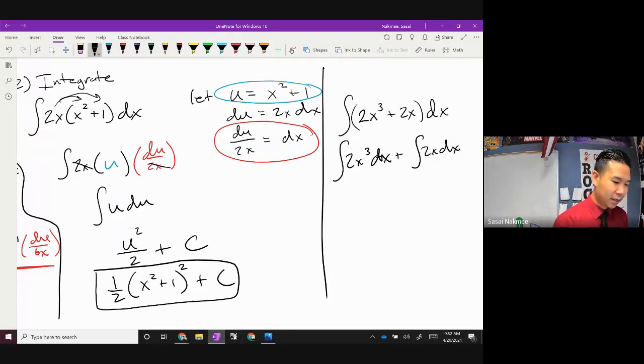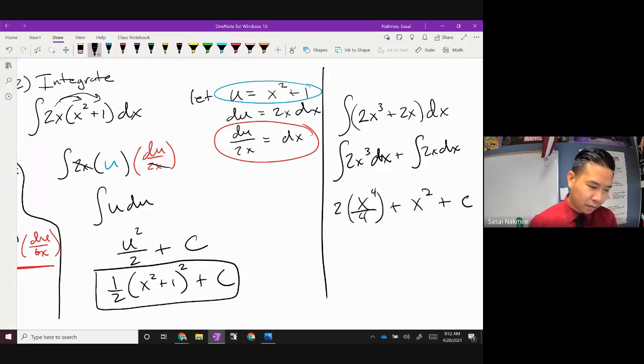If I could go ahead and integrate this, I should get, did I do that right? I think I did that right. I should get over here, this is going to be x to the 4th over 4, this of course being multiplied by 2, plus, right here, that's going to give me x squared plus c. Which, if I simplify this out, will be 1/2 x to the 4th plus x squared plus c.